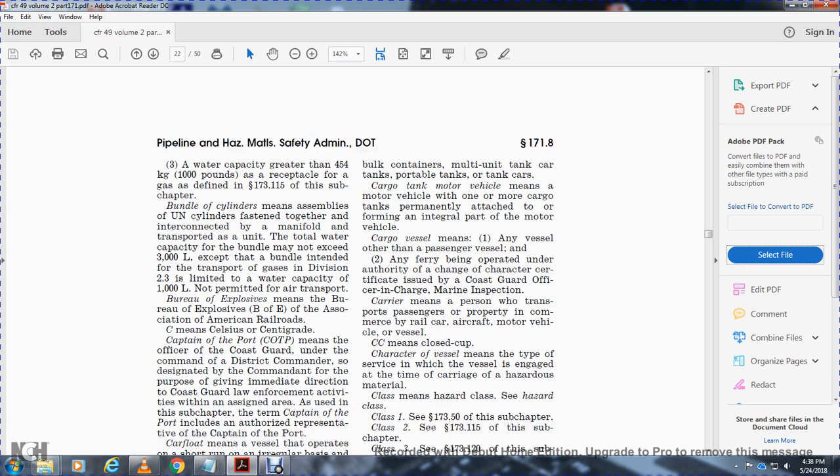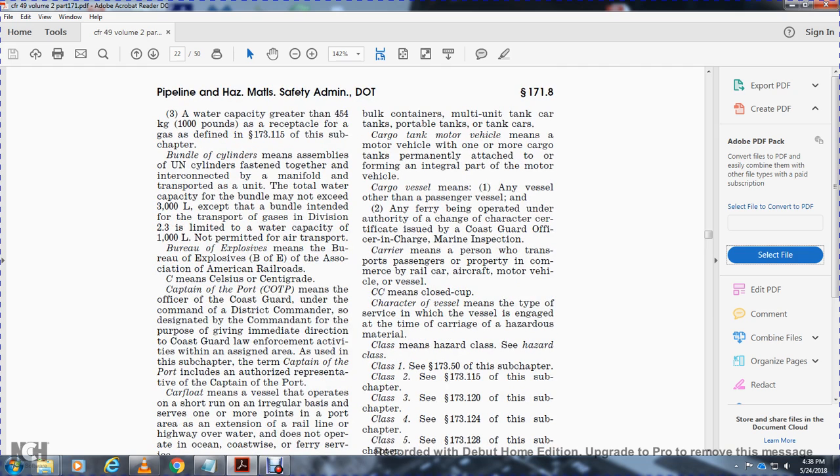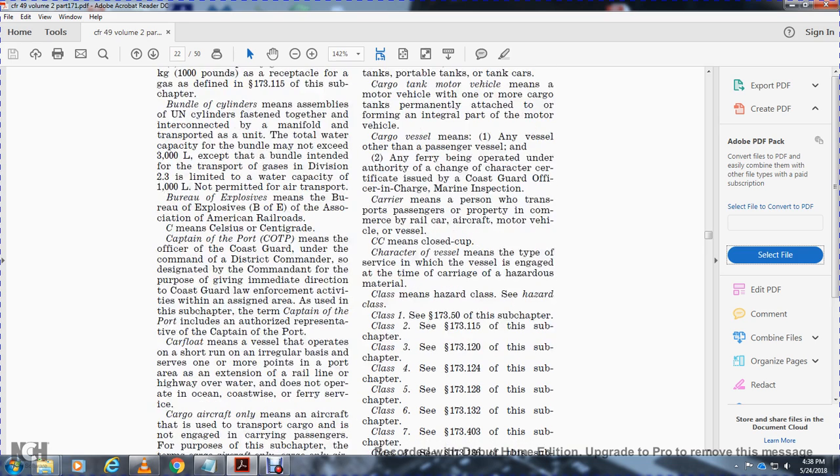C means Celsius. Captain of the Port, COTP, means the Coast Guard officer designated by the Commandant for the purpose of giving immediate direction to Coast Guard law enforcement activity within an assigned area. As used in this subchapter, the term Captain of the Port includes an authorized representative of the Captain of the Port. Car float means a vessel operated on a short run on a regular basis, which serves one or more points within a port area with an extension of rail line, highway, or over water, but does not operate in ocean or coastwise service.